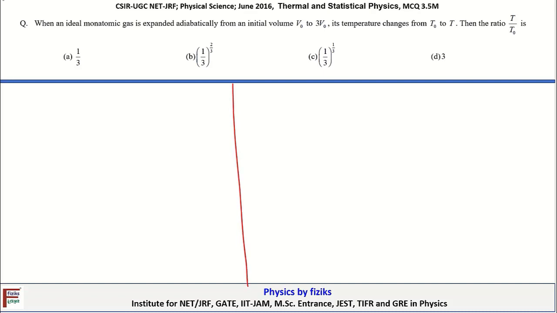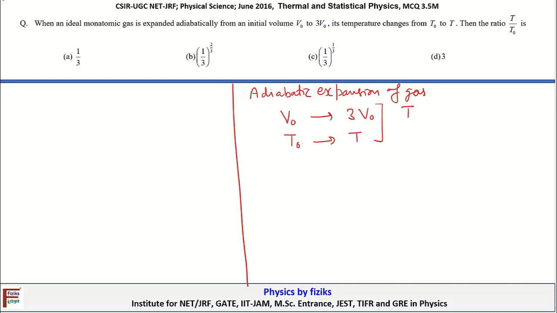So we are given a situation of an adiabatic expansion of a gas with the following condition, where volume changes from initial volume V0 to 3V0, and the temperature changes from T0 to T, and what we have to determine is T divided by T0. So we know that for an adiabatic process, it's the relationship between the volume and temperature that we really need here to solve this problem.